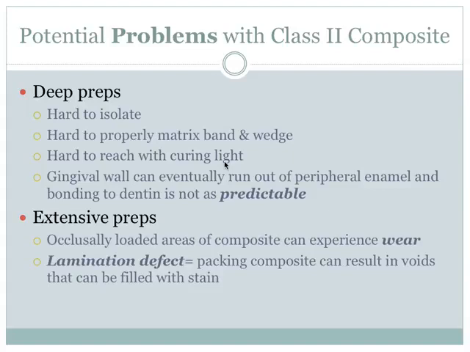It's also technically hard to reach with your curing light, and the gingival wall can eventually run out of enamel. If you imagine we go deep and deep and deep, we might just end up with dentin at the bottom. So that bonding is not as predictable. Remember, the etching is not as effective with dentin as it is with enamel. And in basic principle, in an extensive prep, you have more surface area. These occlusally loaded areas can experience wear, and packing composite, like we mentioned before, can result in voids if you play around with it a lot.